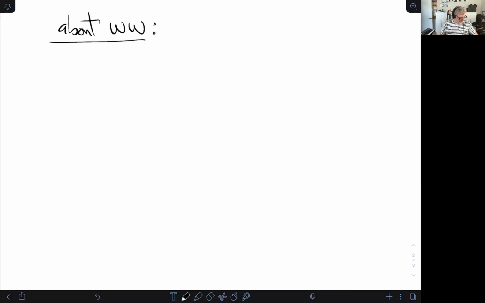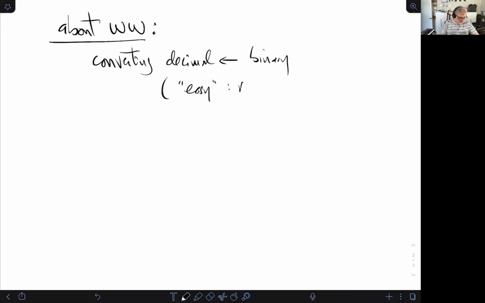I had a brain cramp converting decimal to binary. Sorry, from binary to decimal is easy, right? So if you go from binary to decimal, you should be able to do that. Basically, you just read it off, right? So that's easy. What do you mean by read it? I'm going to show you. For example, if I have 100110 in binary, I want to convert it to decimal.